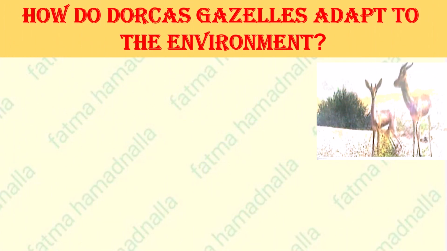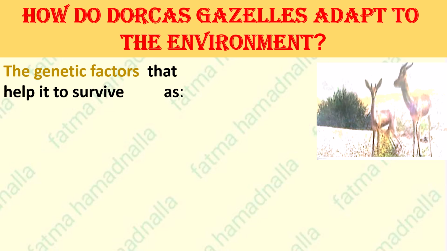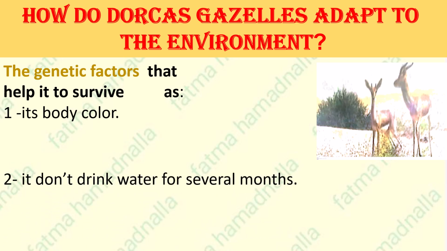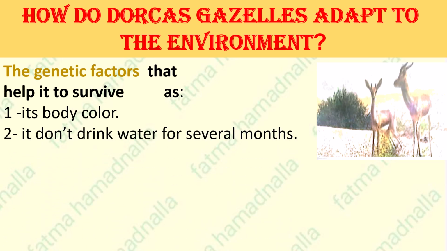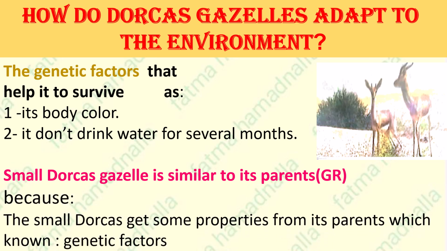Finally, I want to ask you, how do Dorcas gazelles adapt to the environment? As we have learned in this concept, Dorcas gazelles have several genetic factors that help them survive, such as their body color, which helps them blend in with the desert environment, or make camouflage. Although they don't drink water for several months, they can survive. How? By getting moisture from the plants they eat. Okay? A small Dorcas gazelle is similar to its parents because it inherits some characteristics from them. These inherited traits are known as genetic factors. Okay?